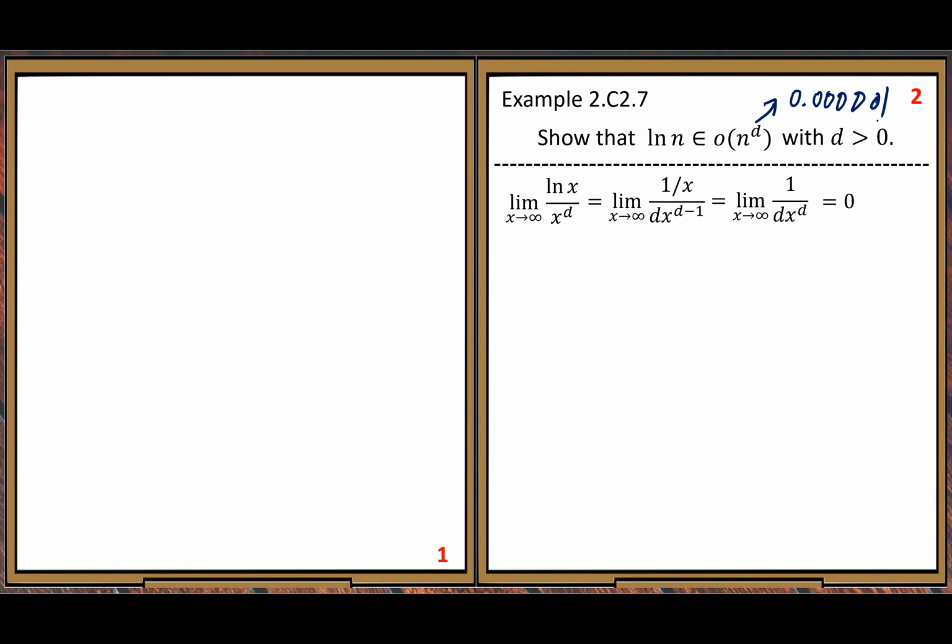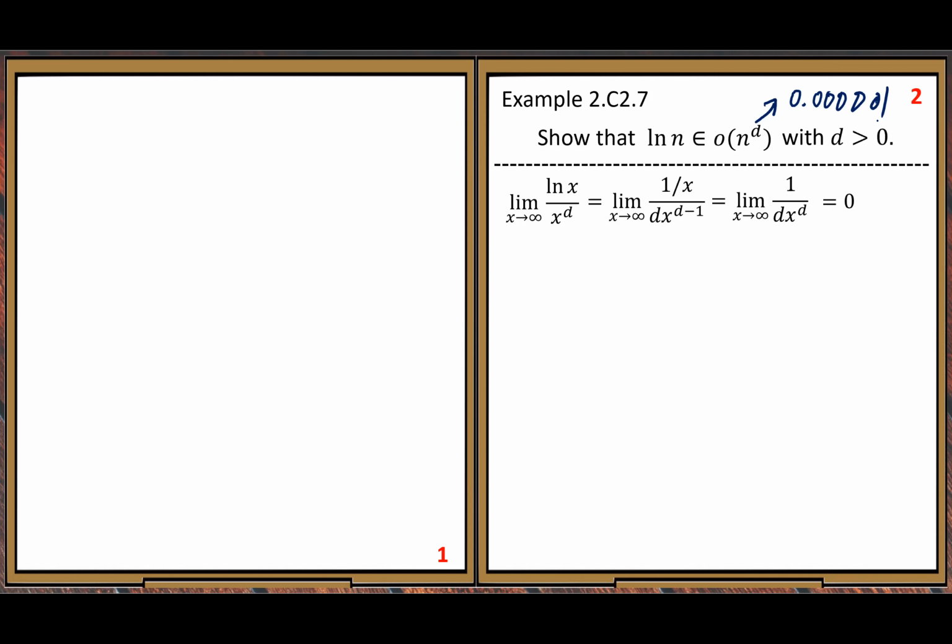Similarly here, the limit goes to 0. The power function over the exponential function, the limit goes to 0. Look at the two ends, the limit of the two ends. Both ends, the limit goes to 0, then the limit in the middle can only go to 0.